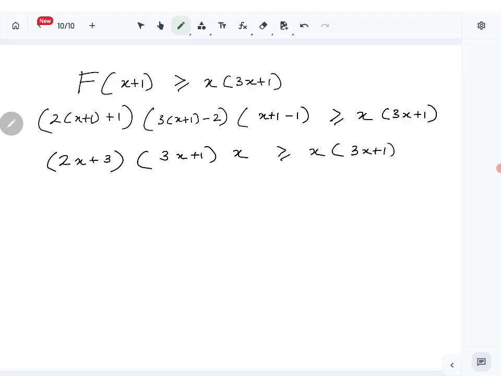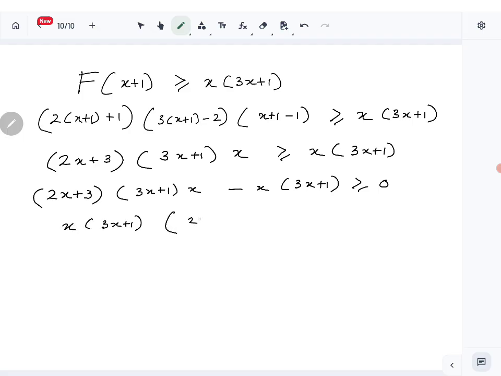Right. Now move everything to one side and factor. 2x plus 3, 3x plus 1, x minus x into 3x plus 1 greater than or equal to 0. So I can take x and 3x plus 1 out. So 2x plus 3 minus 1 is there. So then x, 3x plus 1, 2x plus 2 greater than or equal to 0.